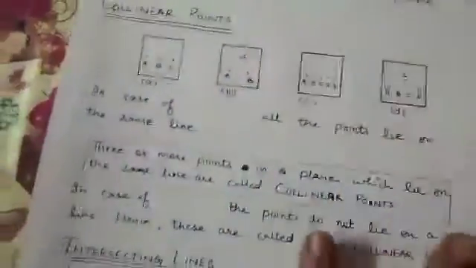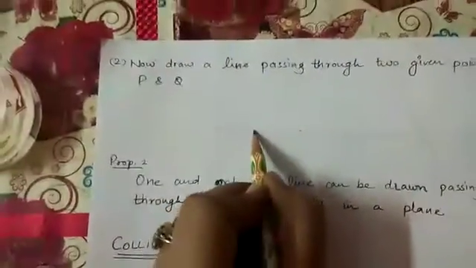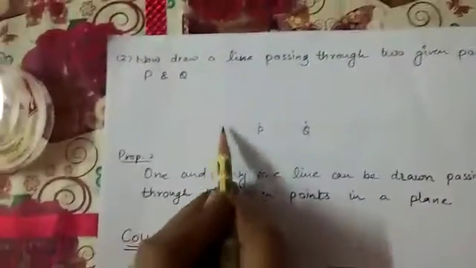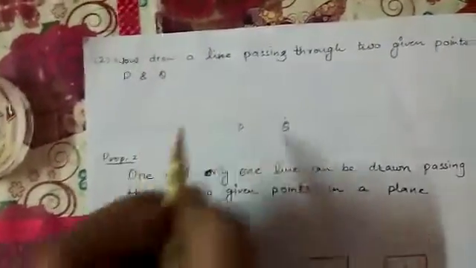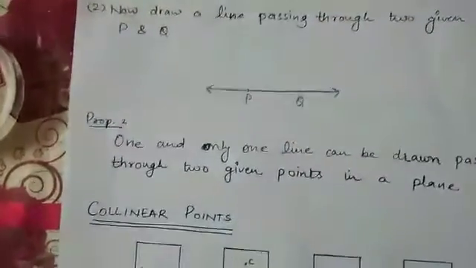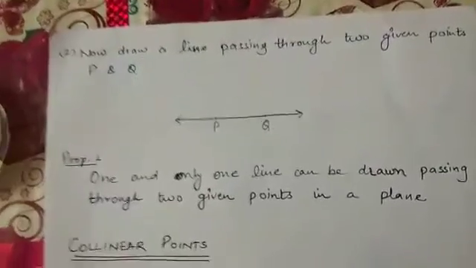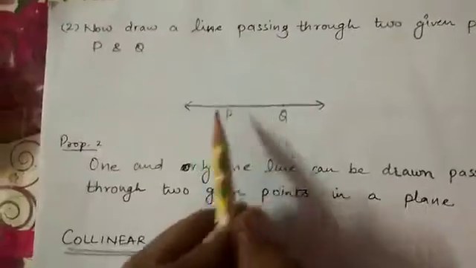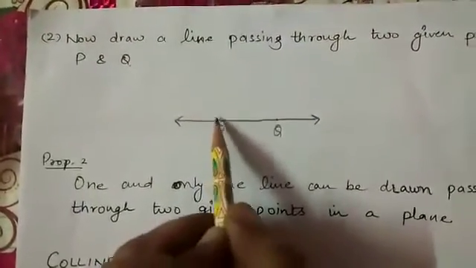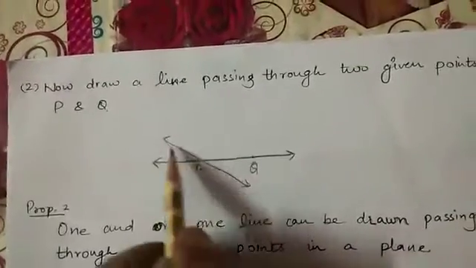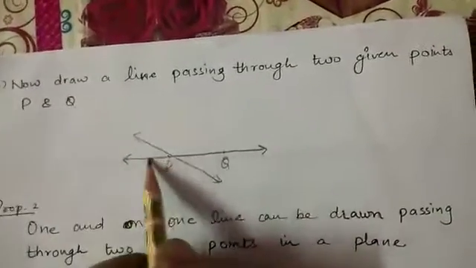Now let us take 2 points P and Q. Now try to draw a line using a scale passing through these two given points. Right? Now can you try to find one more line which is passing through both of these points? You can try in your notebooks. It is not possible to draw any line which is passing through points P and Q simultaneously.